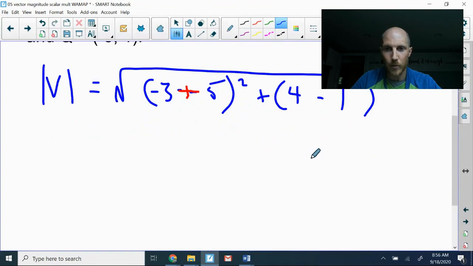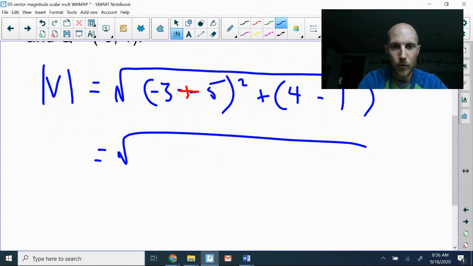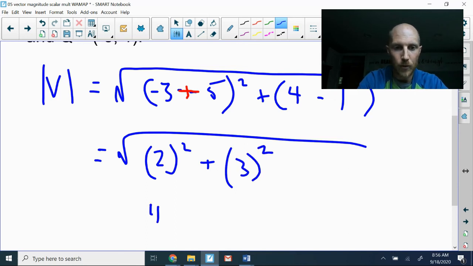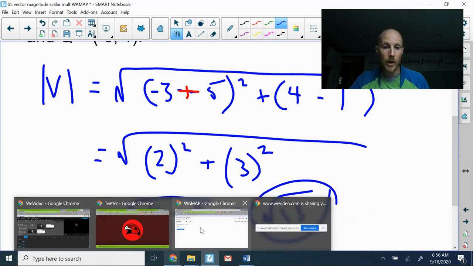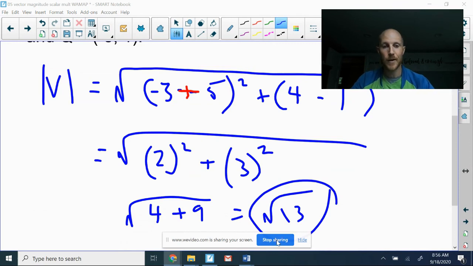Okay, goodbye formula. I'm going to scroll down so you have some extra workspace. Okay, so -3 plus 5, that's 2. And 4 minus 1 is 3. 2 squared is 4. 3 squared is 9. Add those together, square root of 13. Okay, I know 13 is a prime number, so I cannot simplify that radical. Awesome. Well, then that should be enough to get you going, and good luck.